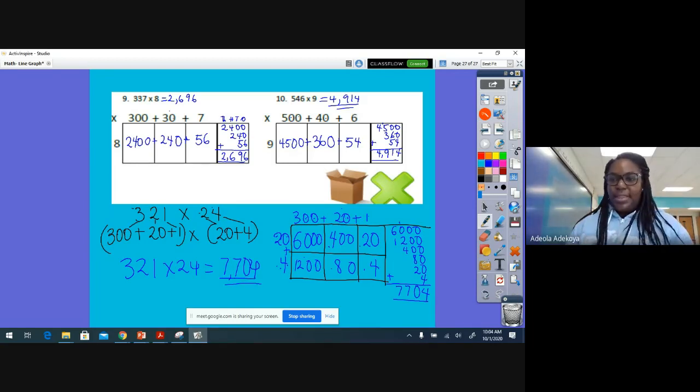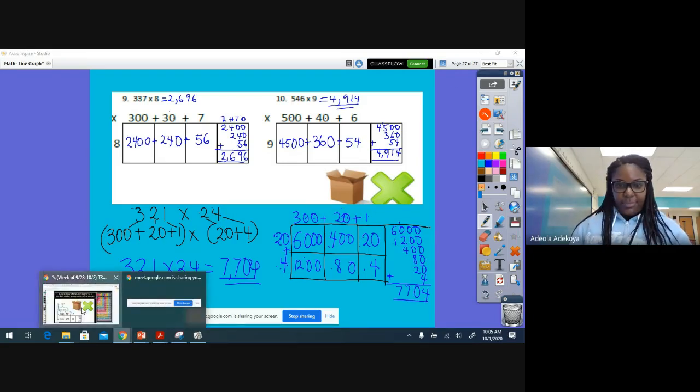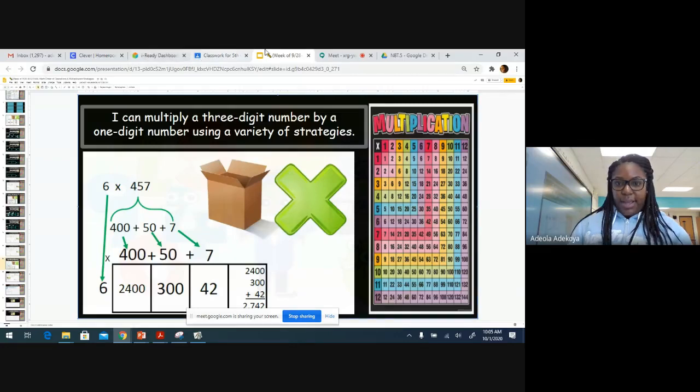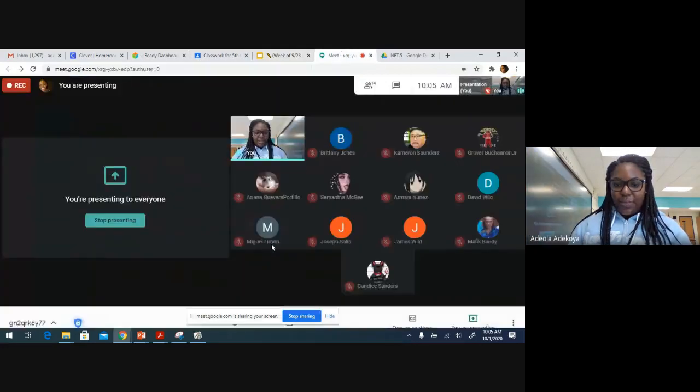And that is multiplying 3-digit numbers by 2-digit numbers using the box method of multiplication. In class, that is it for our multiplication strategy for today.